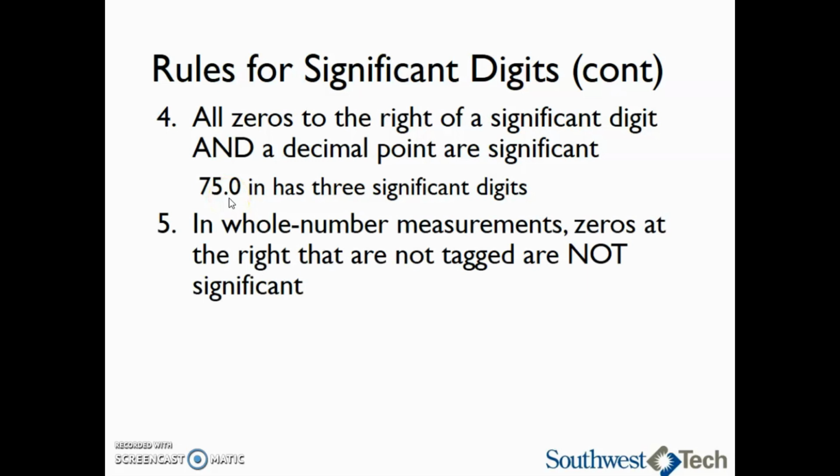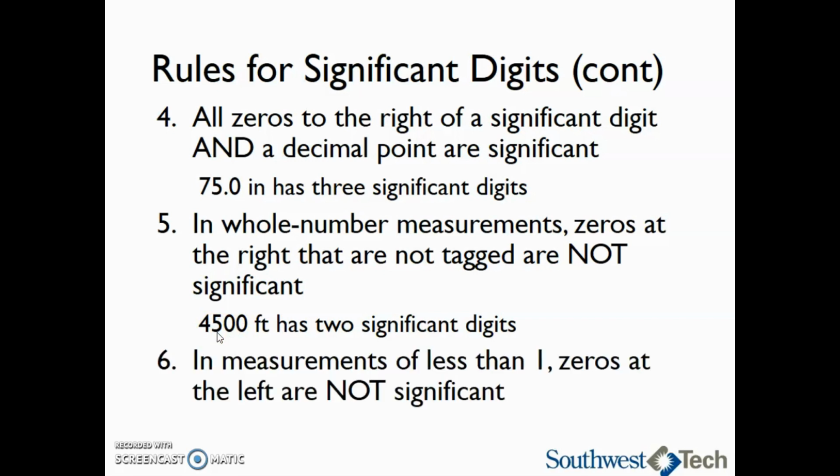Rule number 5: in whole number measurements, zeros at the right that are not tagged are not significant. So if we were looking at 4,500 feet, these zeros are on the right, and neither of them are specially tagged. We don't have any decimal points in there, so neither of these zeros are significant. So that means the only significant digits in this number are the 4 and the 5, so we only have 2 significant digits here.